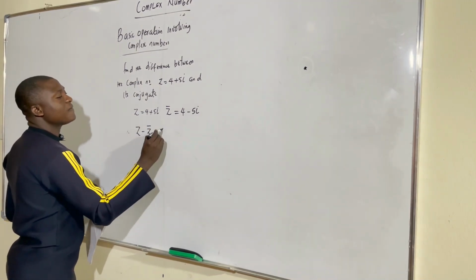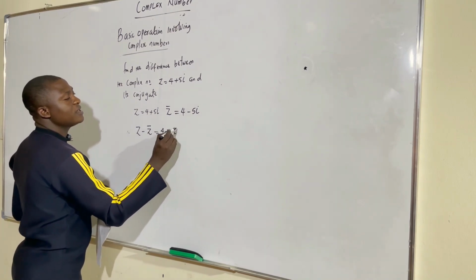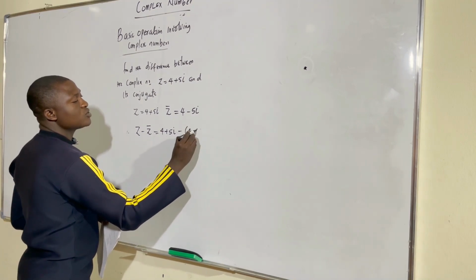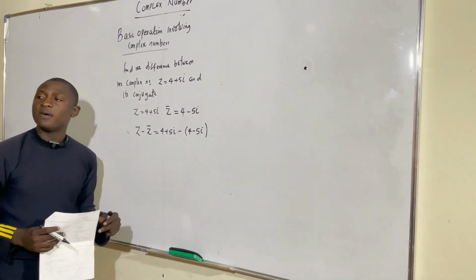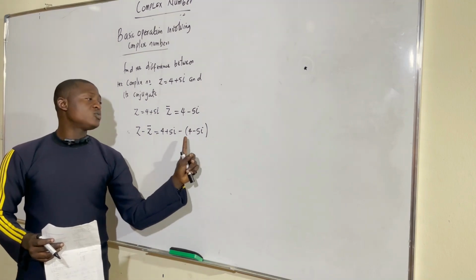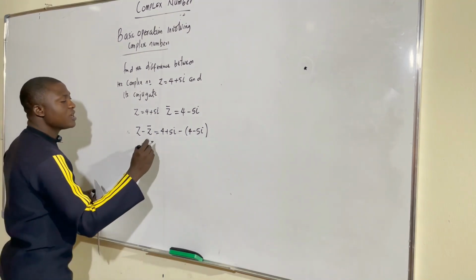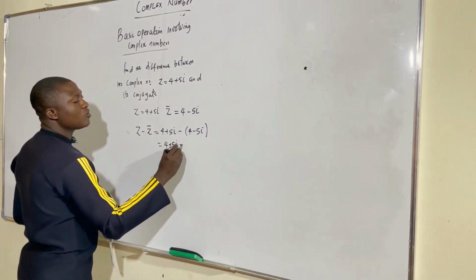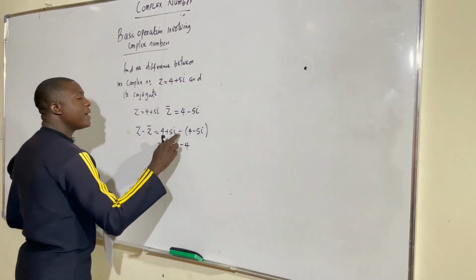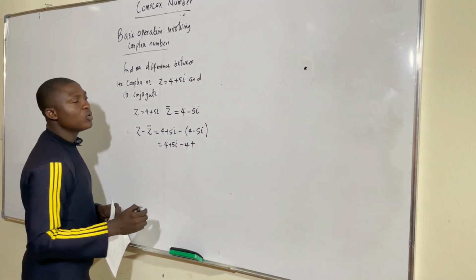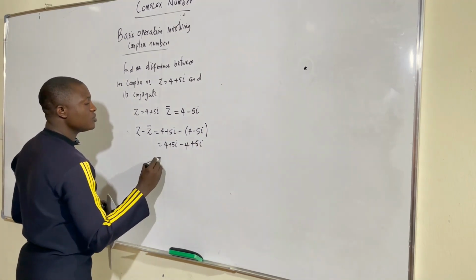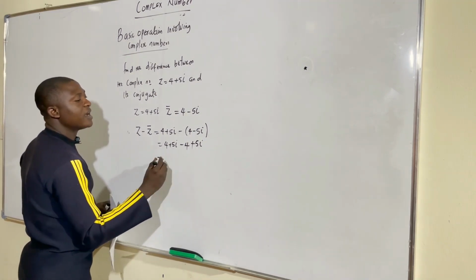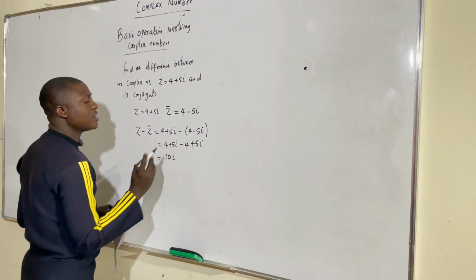So now our z is 4 plus 5i. Then I want to subtract 4 minus 5i from there. So please take note of the minus. The minus sign affects the two numbers that we have inside the bracket. So here I can have 4 plus 5i. Minus times 4, we are going to have minus 4. Minus times minus, we are going to have plus 5i here. So here we have 4 minus 4, that is 0. 5i plus 5i, that's going to give us 10i.